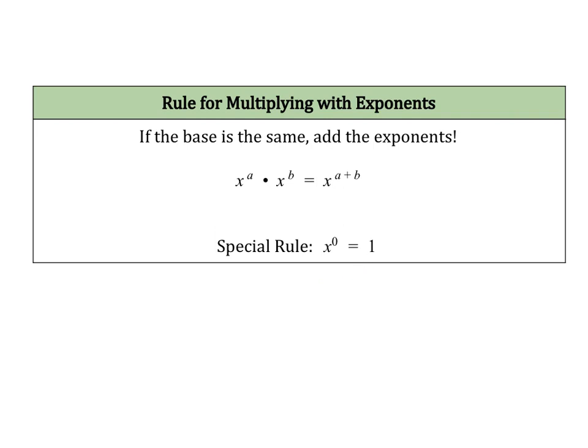There is a special rule. Any base to the power of 0 will always equal 1. So we'll just replace it with a 1. Even if it had a variable, any base to the power of 0 is 1.